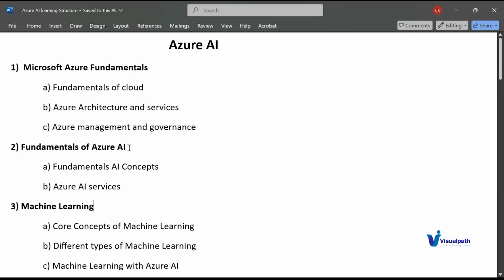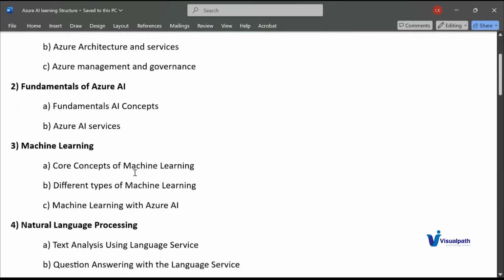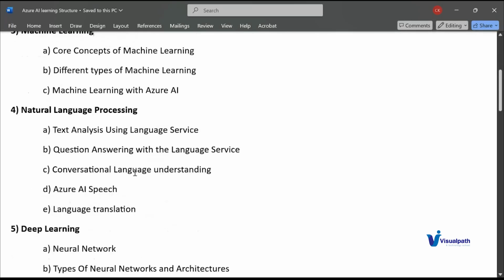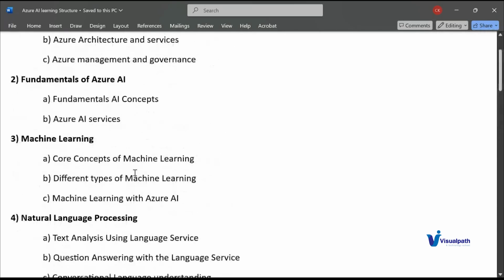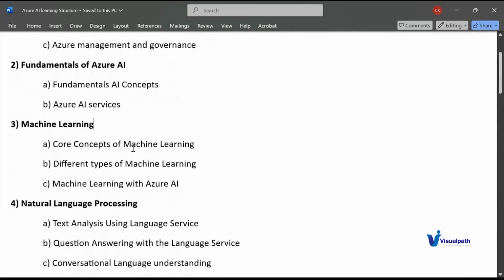From here we'll start on core concepts of AI. We'll cover all the fundamental AI concepts and the services that are provided by Azure at a high level, and after that we'll start going in depth: machine learning, natural language processing, deep learning, computer vision and Gen AI. All these are part of the Azure AI services, which we will start covering from machine learning.